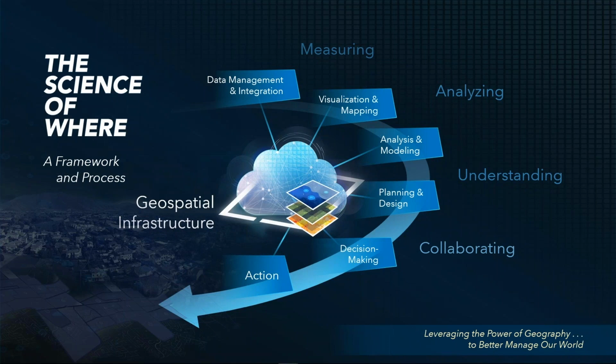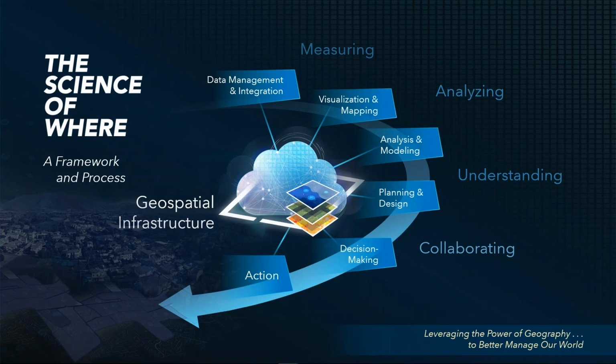Now, the science of where is a framework and a process for measuring, analyzing, understanding, and collaborating using the power of geography. GIS was once thought of only supporting data management or mapping, like managing facilities or as-built or mapping customer locations. But in order to support network transformation, GIS is being used for analysis and modeling to be more strategic in where new networks are deployed.